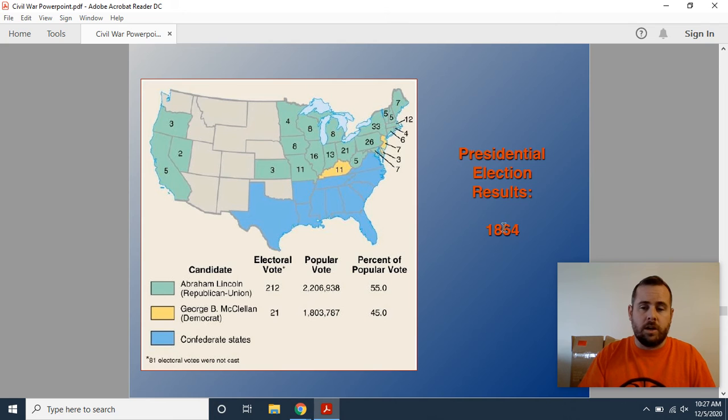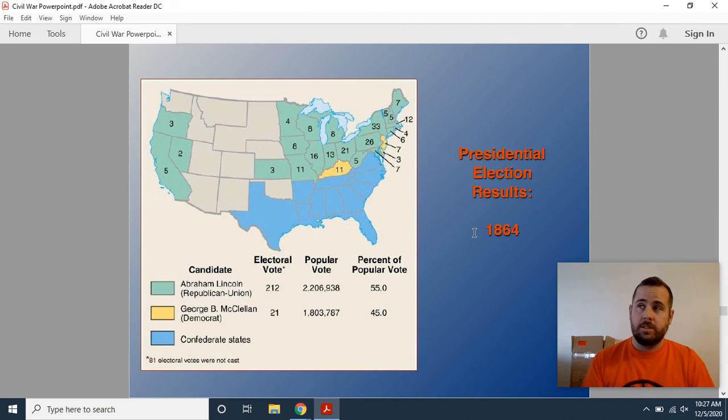This was not a foregone conclusion. After Gettysburg, the war still was not progressing quickly towards an end. And in 1864, Lincoln actually had said he thought he was going to lose. As late as August of 1864, Lincoln was like, I have no chance at winning.